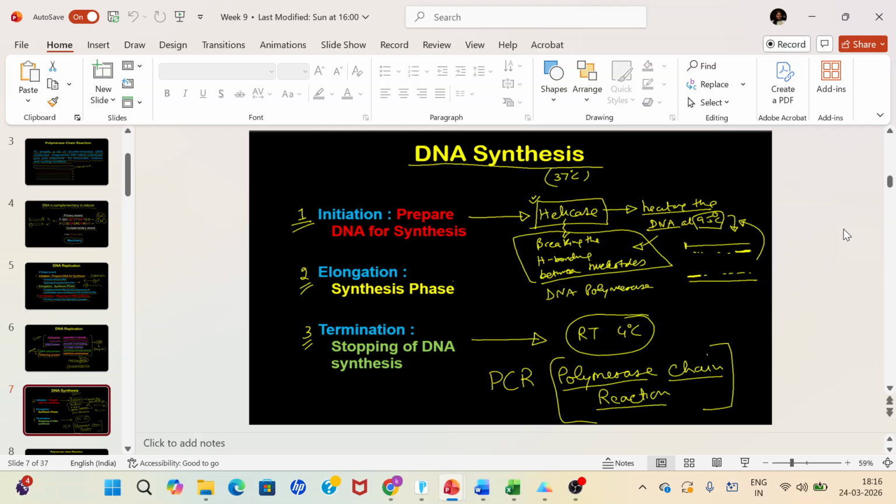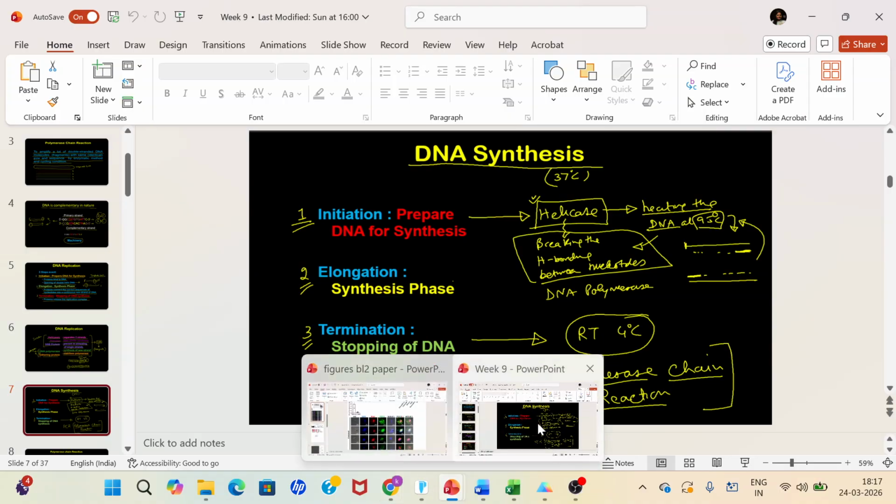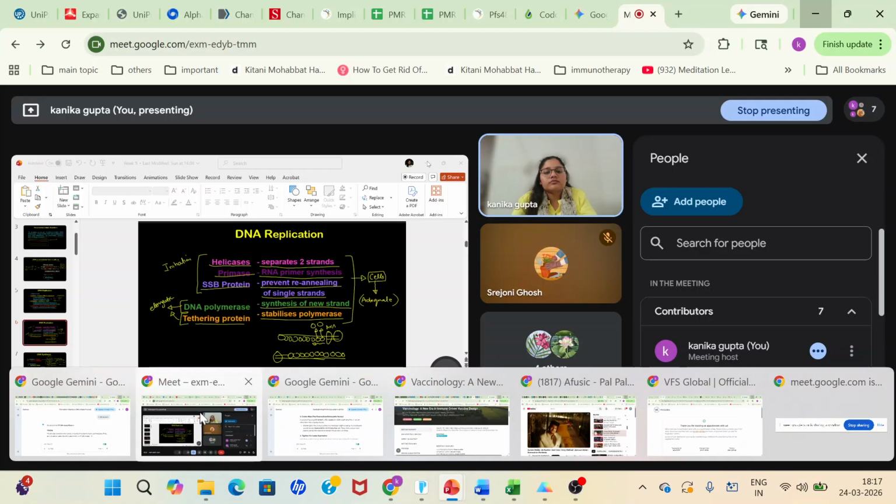This is all what we have discussed now. But yes, here I want to convey one similarity or dissimilarity between the polymerase chain reaction and the DNA replication.